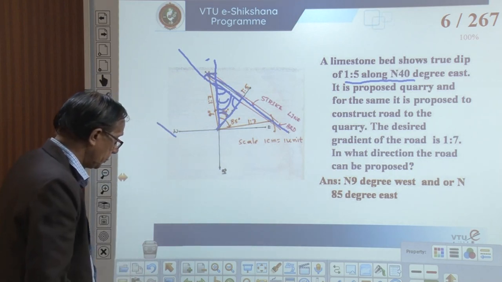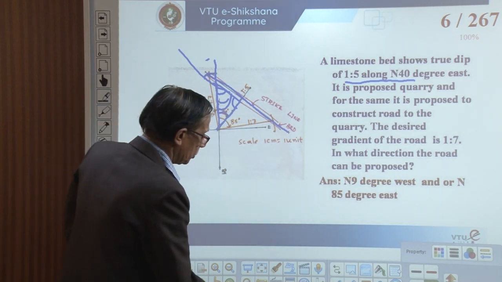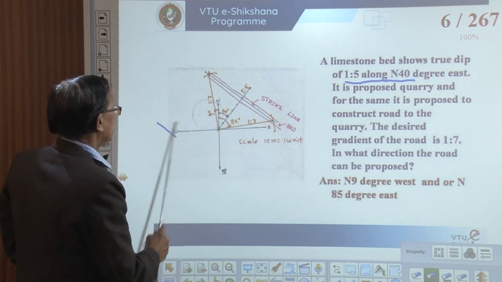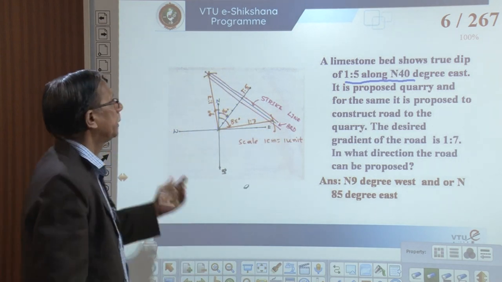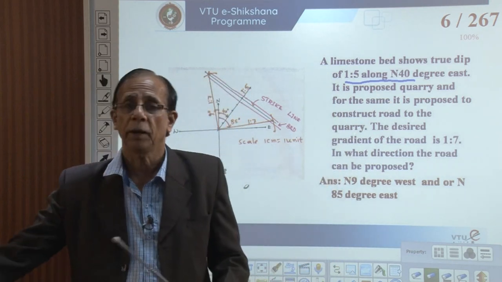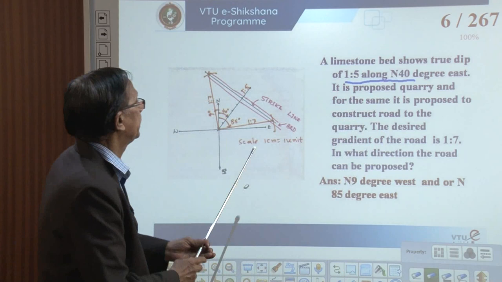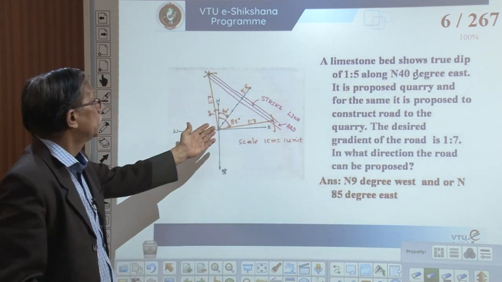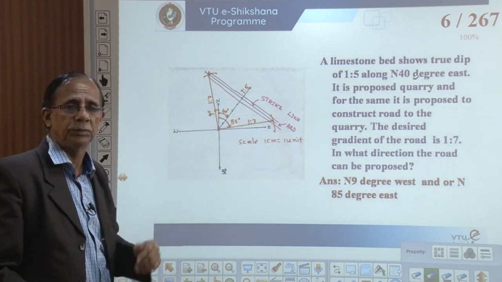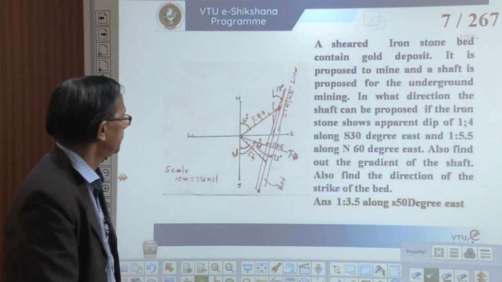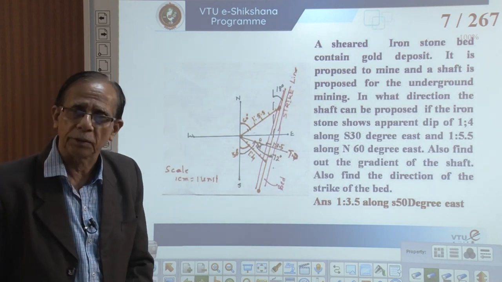Now, hope you appreciate how simple yet important all that we have done is, based just on the true dip amount and true dip direction. Friends, just now we mentioned that in many cases true dip is also not possible. Then what to do? Yes, one more problem we shall try.